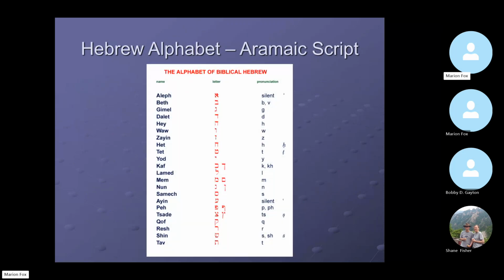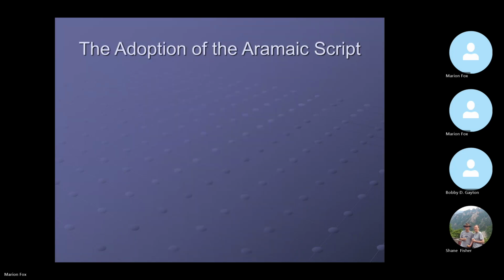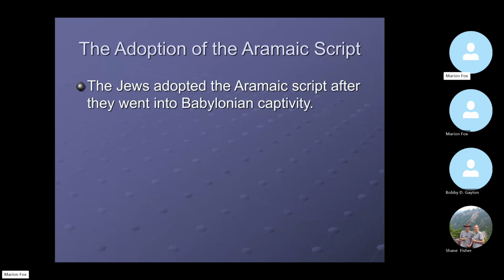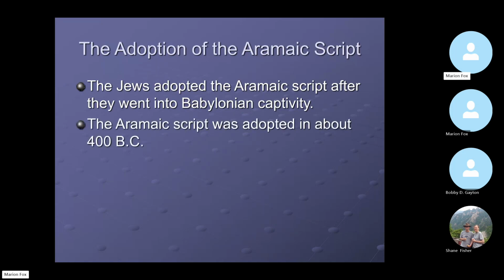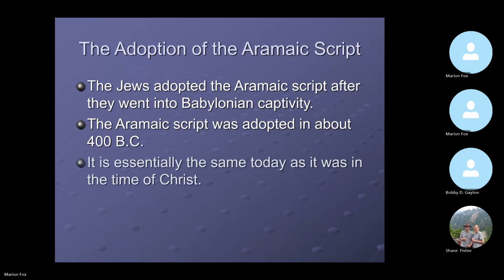Back to our Hebrew alphabet, again, we have 5 of these letters that have different endings, and that'll tell where a word ends. That probably will eliminate some possible confusion. The Jews adopted the Aramaic script after they went into Babylonian captivity. So they adopted it, some claim about 400 BC, approximately that time frame. I don't know exactly. The Aramaic script is essentially the script that they use today.